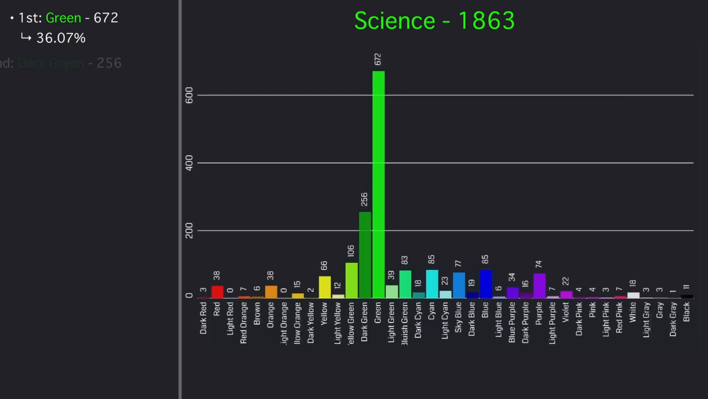In second place is dark green with 256 submissions, followed by yellow-green in third with 106, and then another 5th place tie with both cyan and blue at 85. The reasonings for science actually surprised me a little bit.